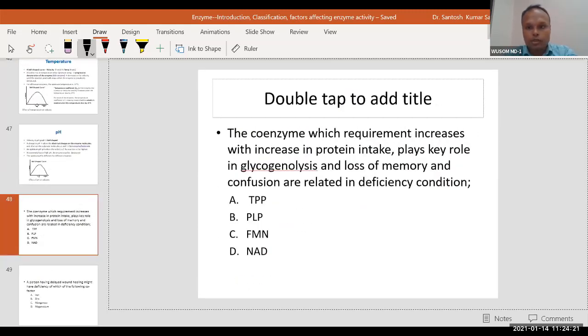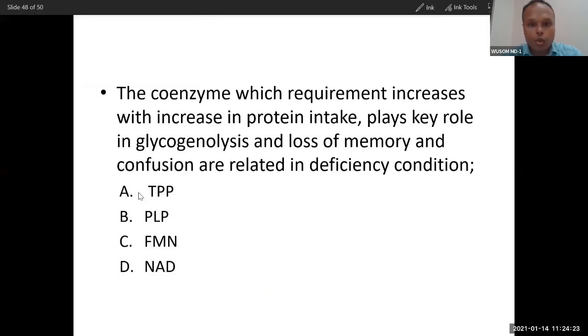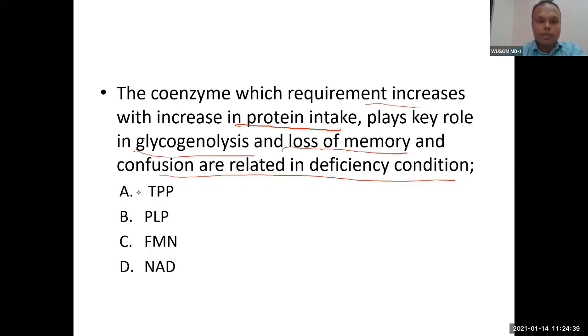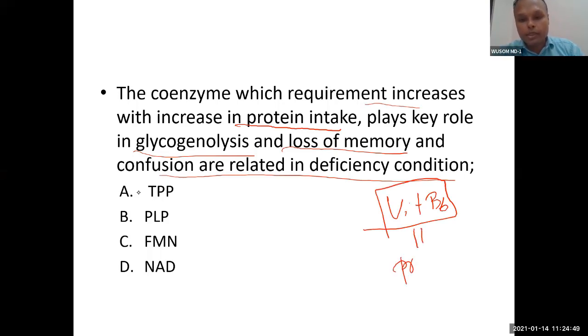Yes, we have some questions also after that. Which coenzyme's requirement increases with an increase in protein intake, plays a key role in glycogenolysis, and whose deficiency is related to loss of memory and confusion? This is related to vitamin B6. So vitamin B6 is very important for protein metabolism. Remember this and memorize this. I have not taught you this, just memorize this part of the question.